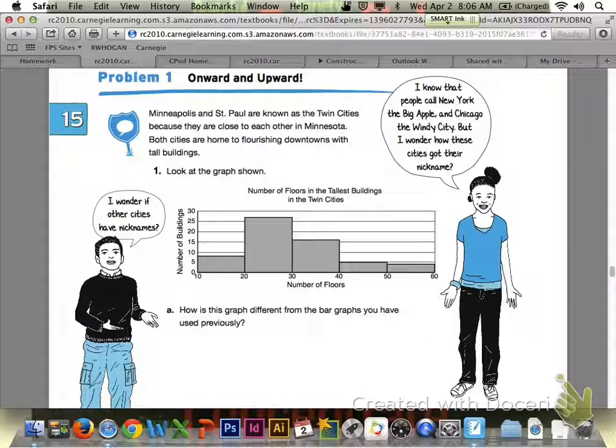What I would like you to do to get started today is take a look at the graph shown like it asks you to do in number 1 and answer letter A with your group members. How is this graph different from the bar graphs that you have used previously?